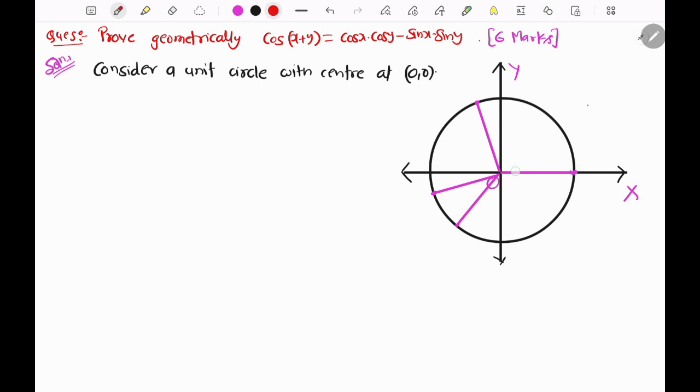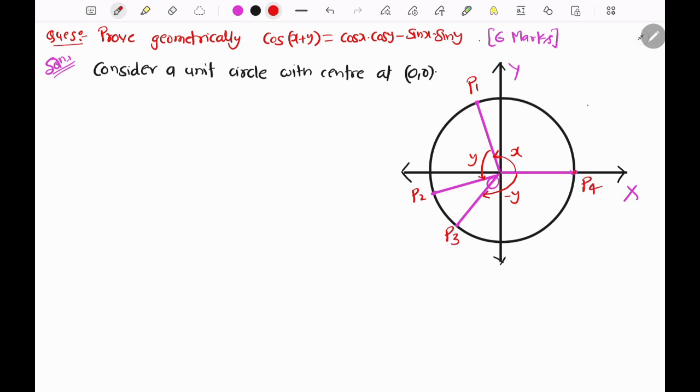Okay, we will also assume that this angle is x. Why are we assuming this angle is x? Because we need to prove cos(x+y). It means we have to consider x and y. Suppose this is x from here to here, and then this angle is y. And this angle from here in clockwise sense we will take as minus y. So now let's give names to these points. Suppose this point is P1, this is P2, this point is P3, and this is P4.